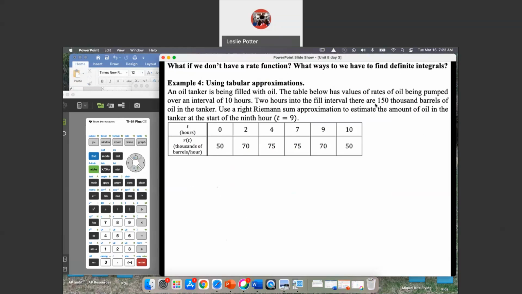2 hours into the fill, there's 150,000 barrels of oil. Use a right Riemann sum approximation to estimate the amount of oil in the tanker at the start of the 9th hour. So as the 9th hour starts, that's the time we're talking about. So what do we have here? We know that at 2 hours, so when a equals 2, we get 150,000 barrels, and we want to know what's happening up to t equals 9, and that's my b value.